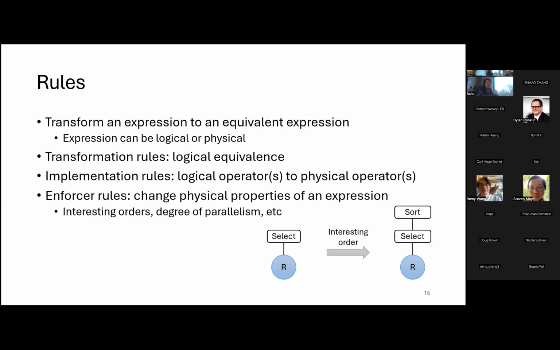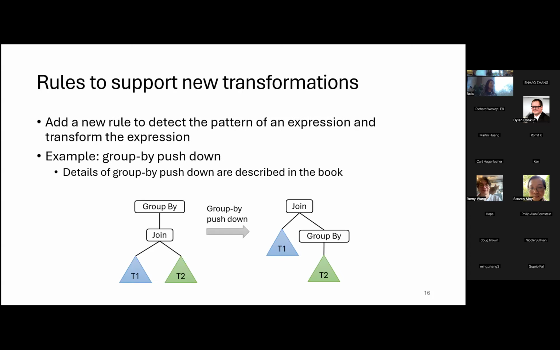Now, with these rules, how can we support new transformations? For example, if we want to add a new rule to do the group-by push down, we need to add a piece of code to detect when this rule can be fired and to implement the transformation of the expression after the rule applies. In this example, we detect that there's a group-by over a join, and if certain conditions are satisfied, this group-by can be pushed down to the right child of the join. So a new transformation is supported by adding a new rule.